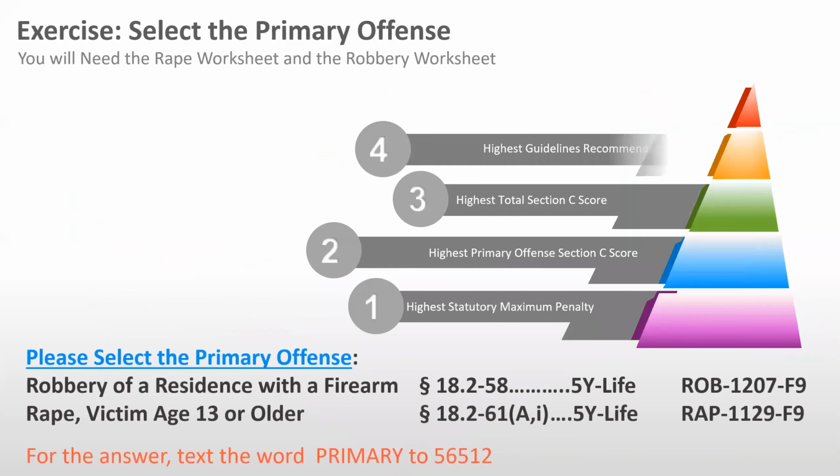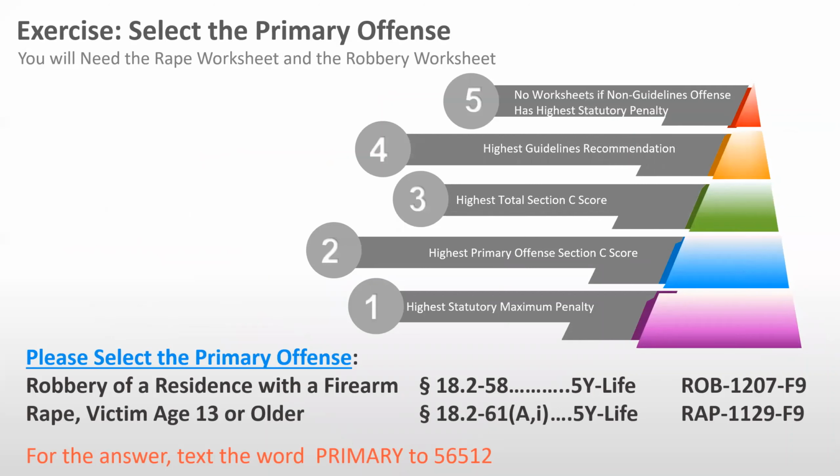So we have an exercise, and this exercise can also be found on your exercise sheet that you can download from our website. But what I'd like you to do is, using the rape worksheet and the robbery worksheet, select which one would be your primary offense. Is it robbery of a residence with a firearm, or rape victim age 13 or older? Once you compare the scores on section C, you can text the word primary to 56512, and that will return the correct answer.